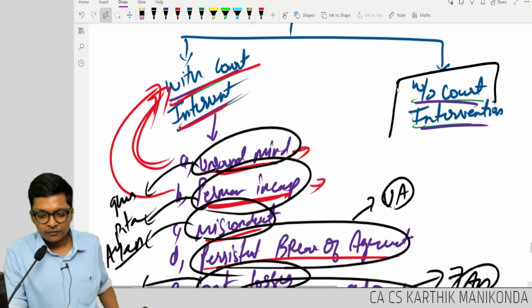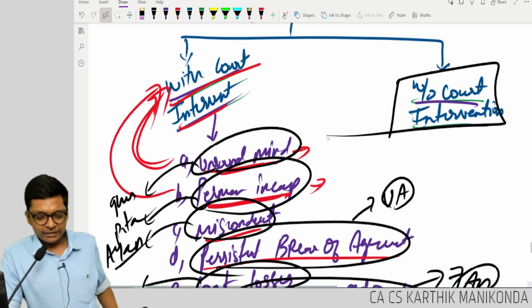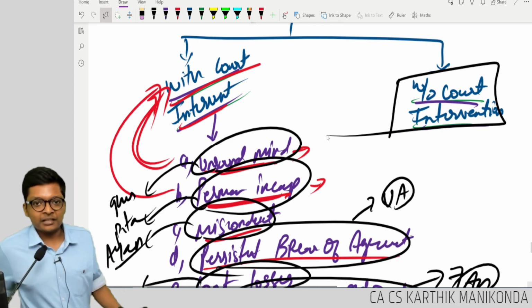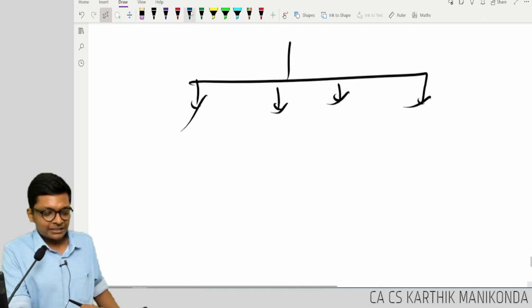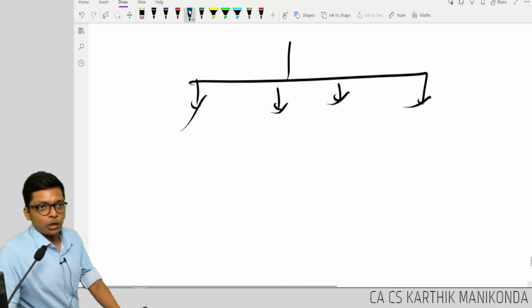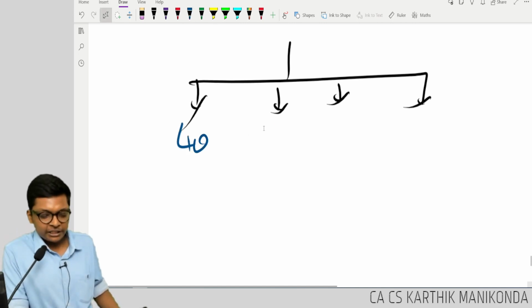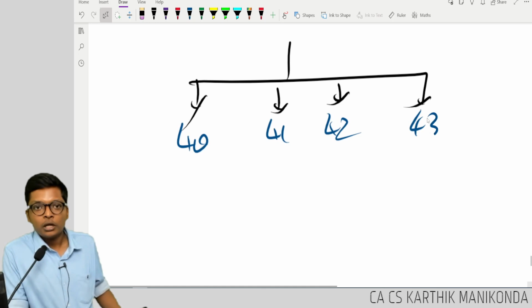Okay. Without court intervention. What is without court intervention, guys? Under that we have, come on guys, just 10 more minutes, we'll be done. This is the last big concept we have. Without court intervention, 4 sections, 40, 41, 42, 43.